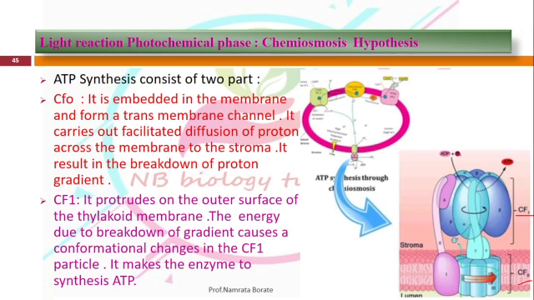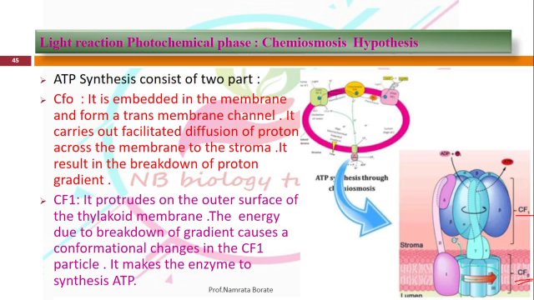As in the case of the mitochondria, there is a presence of the F1 particle, that is a stalk and the head. The same phenomenon is here. There is a stalk and a headpiece. There is a presence of CF1, that is the F1 particle, and the F0 particle.